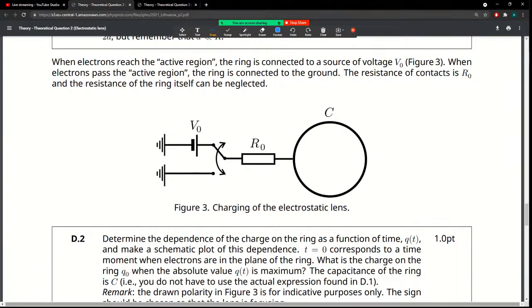I guess I forgot to read the upper part. When the electron reaches the active region, the ring is connected to the source V naught. When the electron passes through the active region, the ring is connected to the ground.